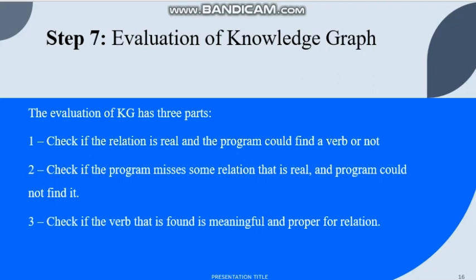And if the program missed some relation that is real and the program couldn't find it, maybe our algorithms cannot find some relations. So if we manually find some of them, it would be good to add them to the knowledge graph so we can see where our algorithms don't work and check it for further evaluation. And the last one is to check if the verb that is found is meaningful and also proper for the relation. I mean that maybe our algorithms find some relation, but we have to check whether that verb is exactly related to the entities together or not.